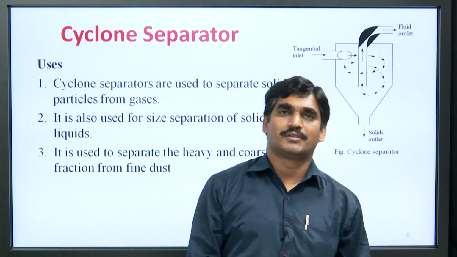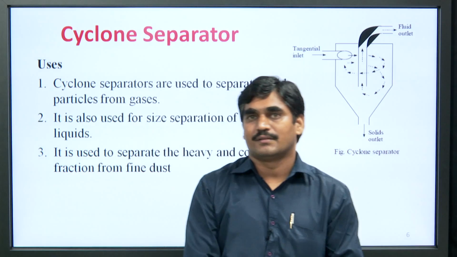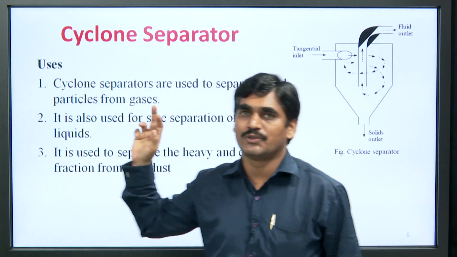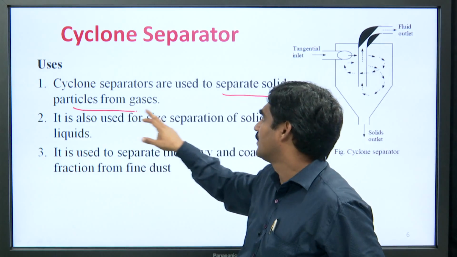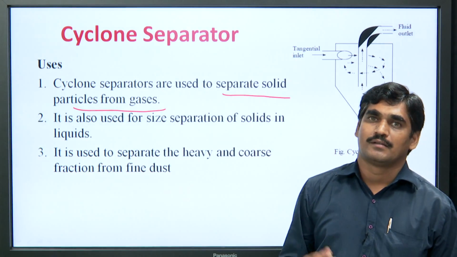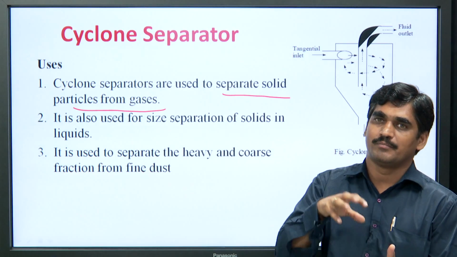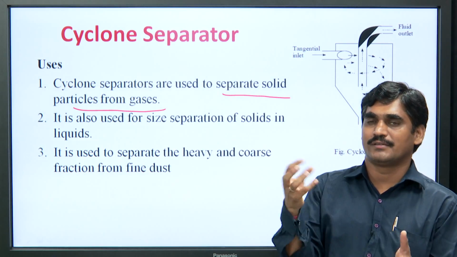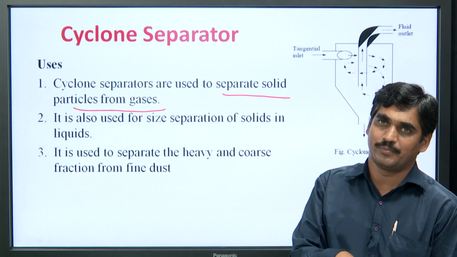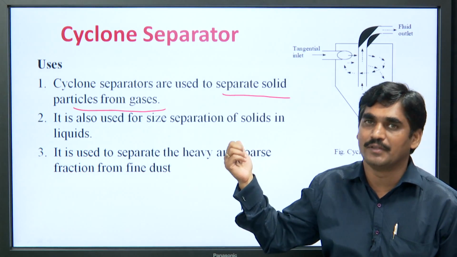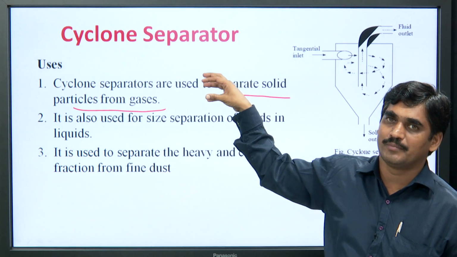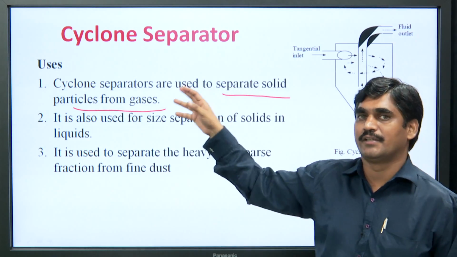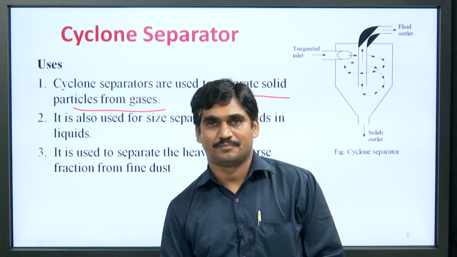Uses of cyclone separator. Cyclone separators are generally used to separate solid particles from gases. How? Solid particles are mixed with air, that means a suspension of solid particles in air is prepared, that is, air is used as a fluid and it is entered into this system. So, with the help of this cyclone separator, solid particles get separated from gases.